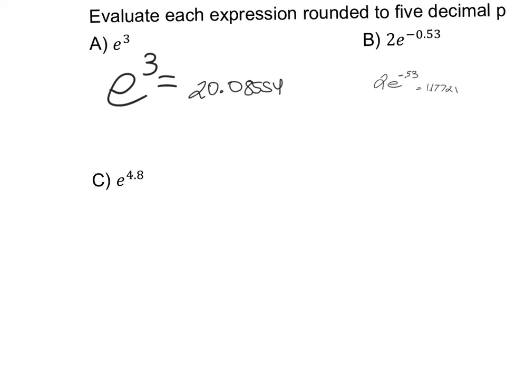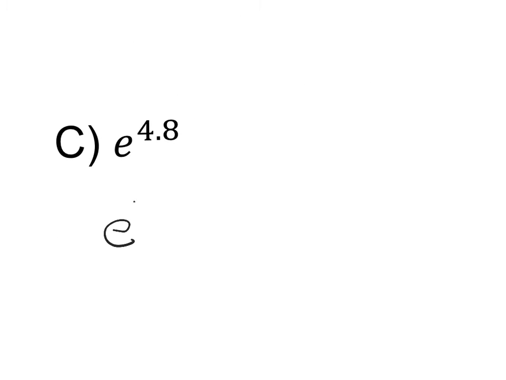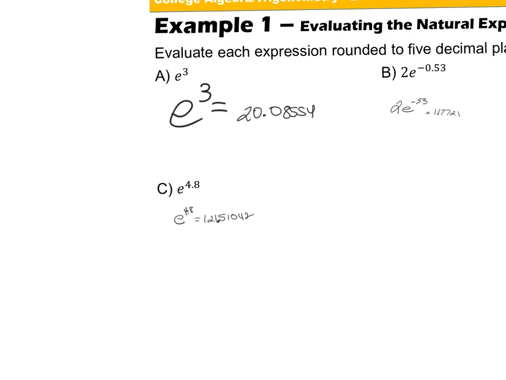What about here? e, and then just type 4.8. What do we get? 121.51042. Okay. All right, how do we feel? We all right? Okay. No, good.